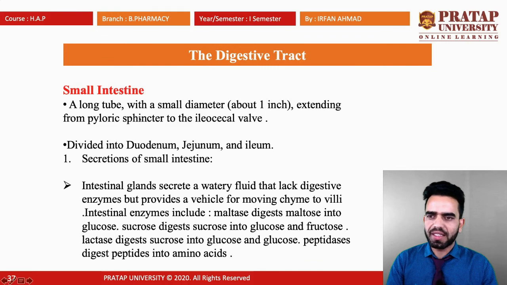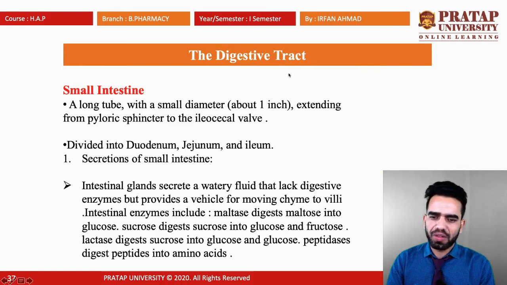Now the small intestine is a long tube with small diameter extending from the pyloric sphincter to the ileocecal valve. It has three parts: duodenum, jejunum and ileum. There are various secretions, like the intestinal glands secreting watery fluid. It does not have any digestive enzymes, but it provides a vehicle for moving chyme to the villi.